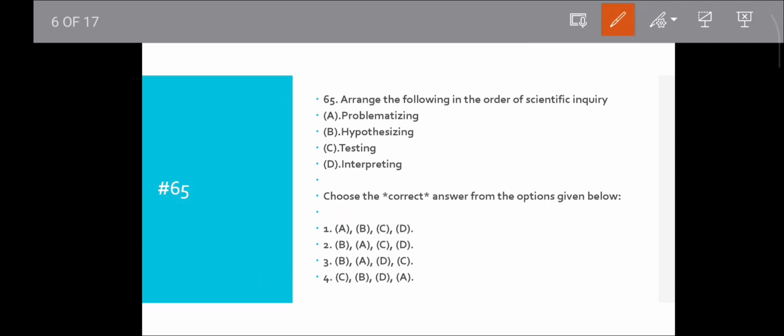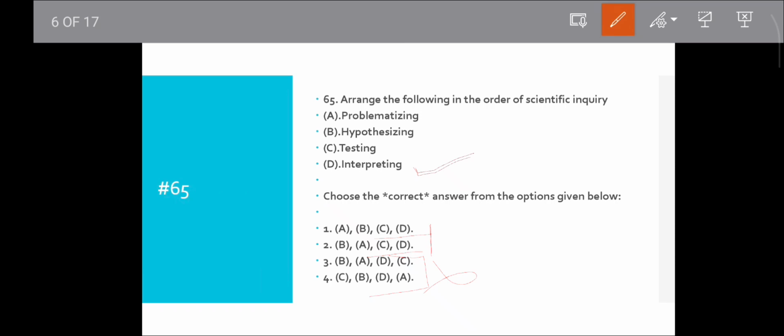Question number 65. Arrange the following in the order of scientific inquiry. Problematizing, hypothesizing, testing, interpretation. Which will be correct? Scientific research always starts with what? Problem. First is the problem. Then second is what? Hypothesis. Then testing. Then interpretation. Interpretation always comes last. So option 3 and 4 will be incorrect. D will be last.